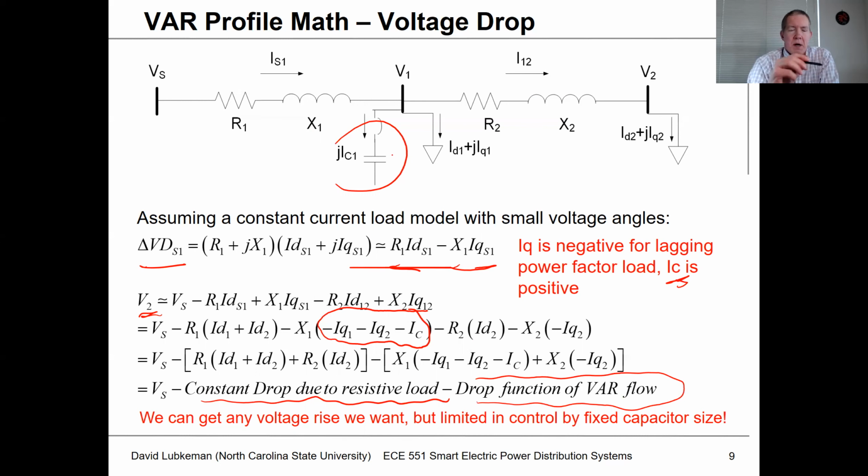So anyway, I can get any sort of voltage rise I want, but in reality, I'm not going to want to push that too much. And another thing that's going to limit me too is I'm still limited by having these fixed capacitor sizes. So I'm going to have jumps in voltage as I turn capacitors on and off.